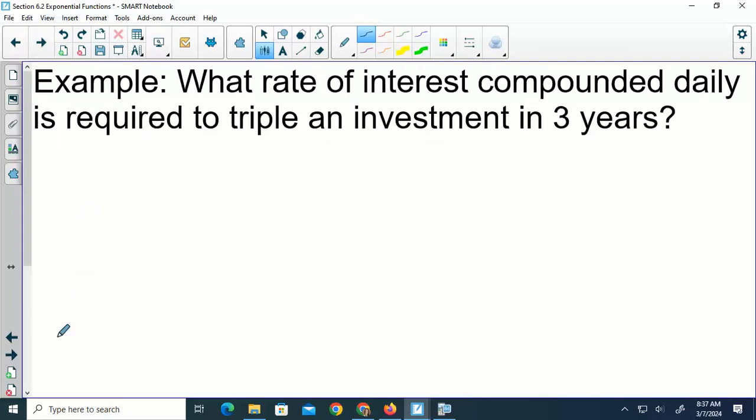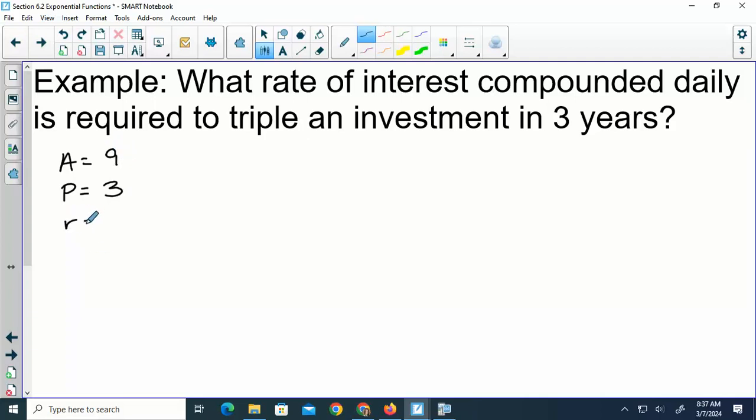Alright, let's look at this one. What rate of interest compounded daily is required to triple an investment in 3 years? So do we know how much we have right now? No, so give me a number. How much do you want to pretend we have? $3. And if you want to triple it, you would have 9.